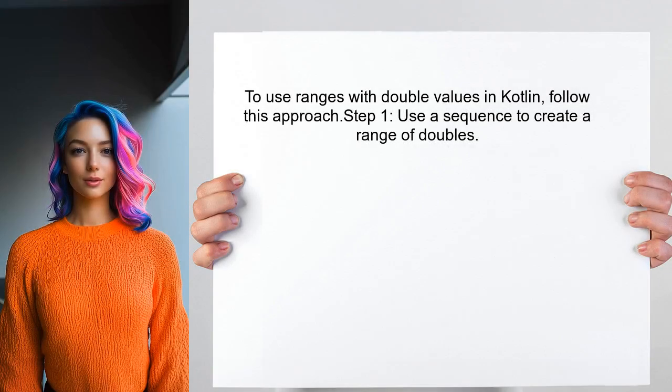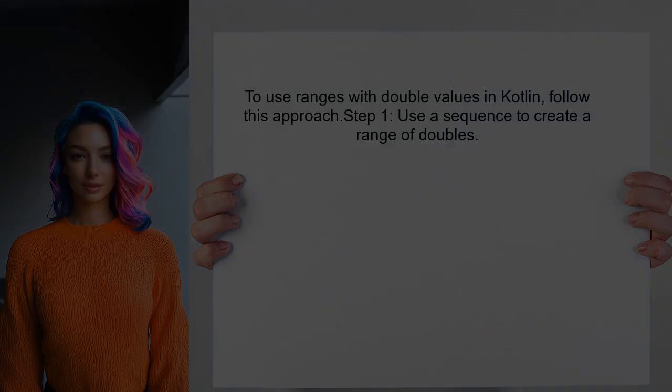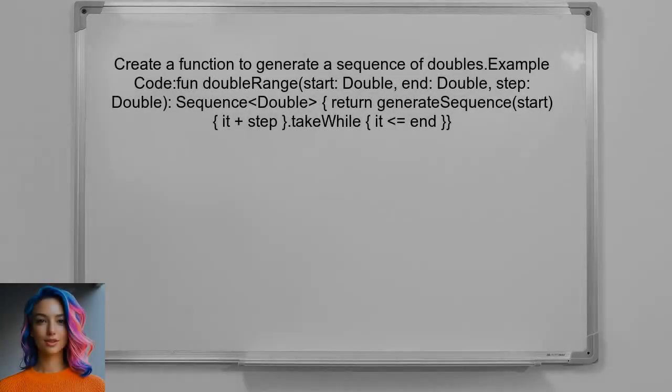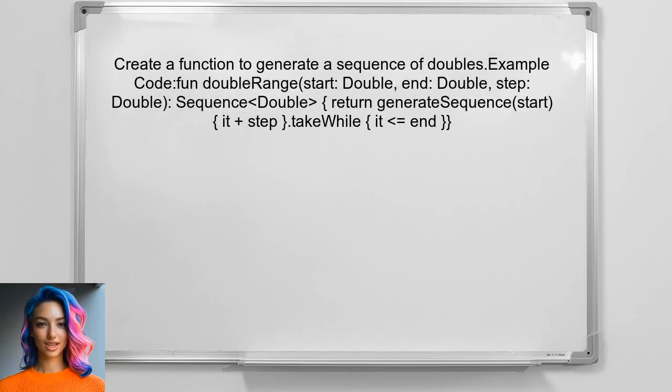To use ranges with double values in Kotlin, the user needs to utilize a different approach since the standard range does not support doubles directly. The user can create a function that generates a sequence of doubles. This function will take the start, end, and step values as parameters.